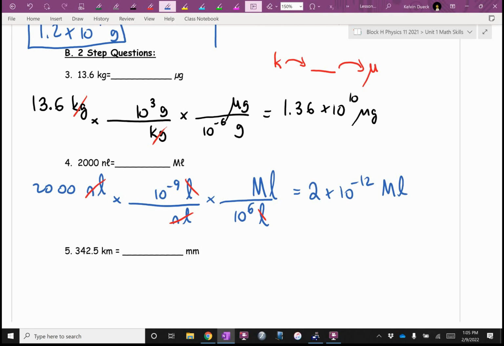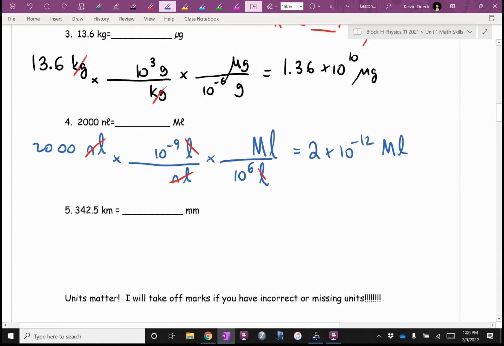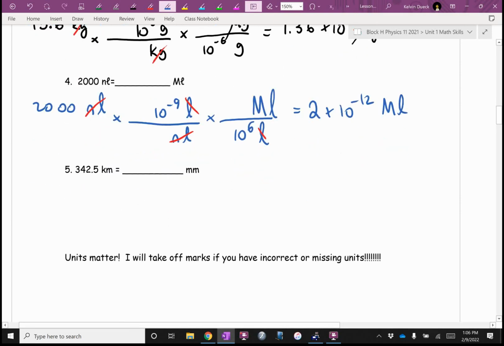Try number 5 on your own. I'll do it up here. Let's see if we end up in the same spot. You can use your method if you're always getting it right. Otherwise, do it my way.